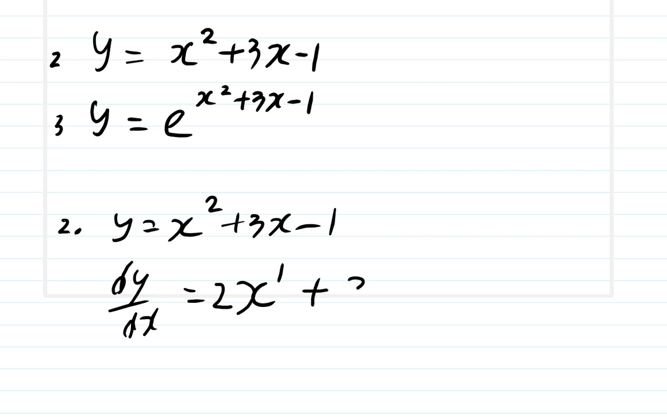Plus, you have 3x. But x is x to the 1. So you're going to have 1 times 3. Which is what? It's just 3. X to the 1 minus 1. But what is 1 minus 1? It's 0, so it's x to the 0. And remember, when you differentiate a constant, you get 0, because guess what? When you say minus 1, it's minus 1 times 1. But what is 1 in terms of x to the power? It's x to the 0.